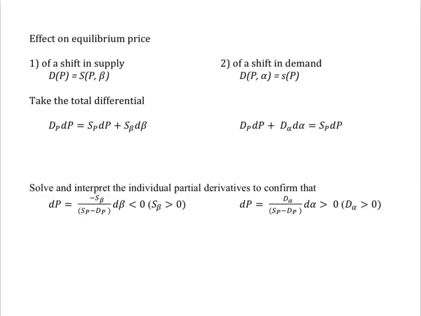To summarize, to measure the effect on equilibrium price of either a shift in demand or a shift in supply, one solves the relevant differential to relate dP to demand or supply shifters. A positive shift in supply results in a drop in price, while a positive shift in demand results in a price increase.